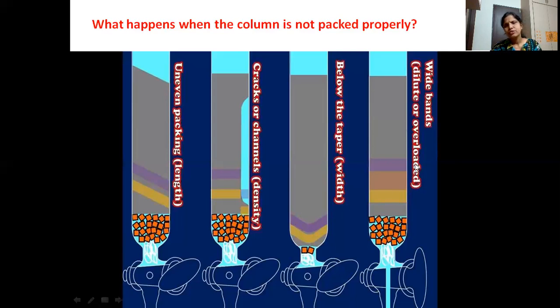Then when it is dilute or overloaded, you get wide bands. When you load a sample which is very much diluted, you cannot easily find proper separation of the components. You can find wide bands like this. So this is also not a correct procedure for the column chromatography technique. So you have to take a lot of care while filling the column.